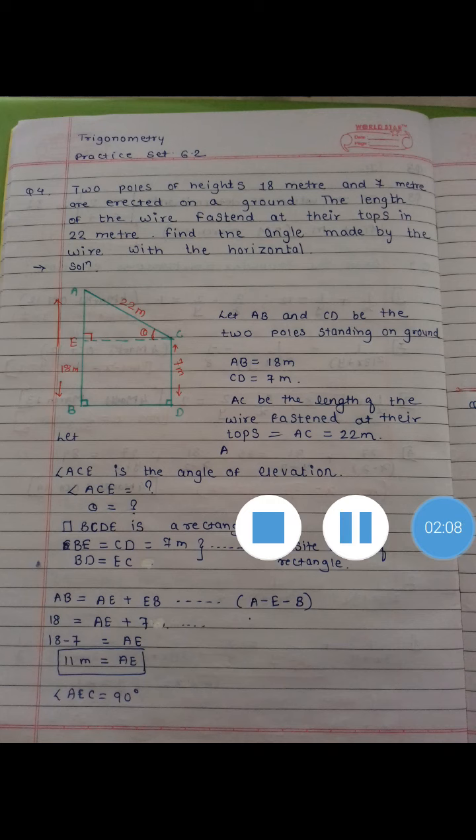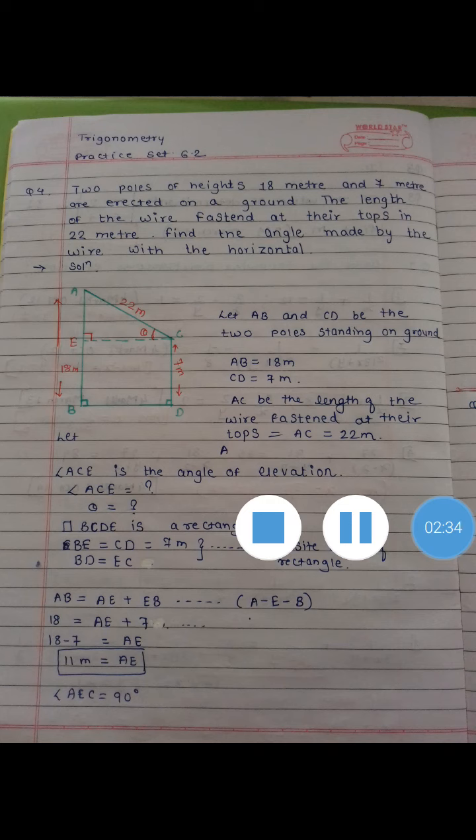So from the top of both the poles we fasten one wire. It means we joined one straight wire from the tops of both. So the length of that wire is 22 meters. That wire length is shown by the side AC. So AC is nothing but that fastened wire whose length is 22 meters.